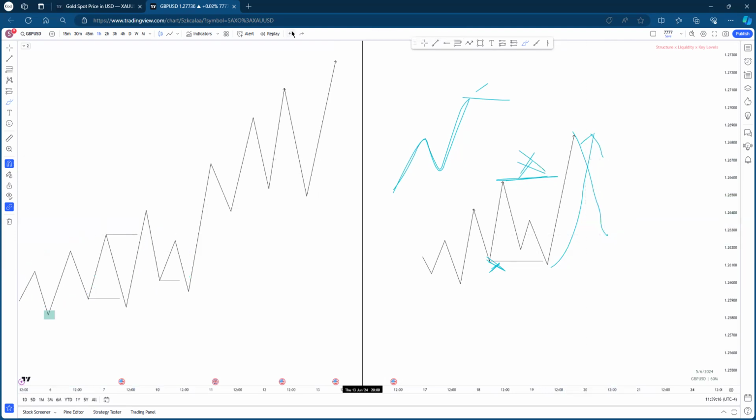So I said for internal range liquidity, after it is taken, price will give us an expansion to the upside. Then after external range liquidity is taken, price will give us what we call a reversal.